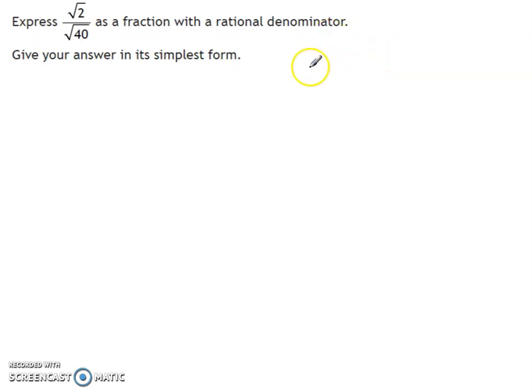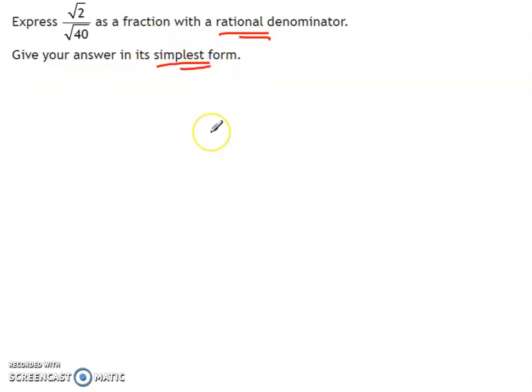This question refers to everybody's absolute favourite topic when it comes to National 5: surds. We all know how much we love it. We all know how great it is. This is the kind of question we're going to get. So we've got root 2 over root 40, and the question is asking us to express this as a fraction with a rational denominator. And then it puts on the extra bit here of being in its simplest form.